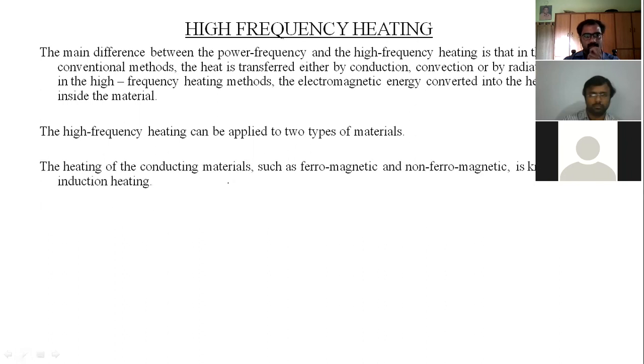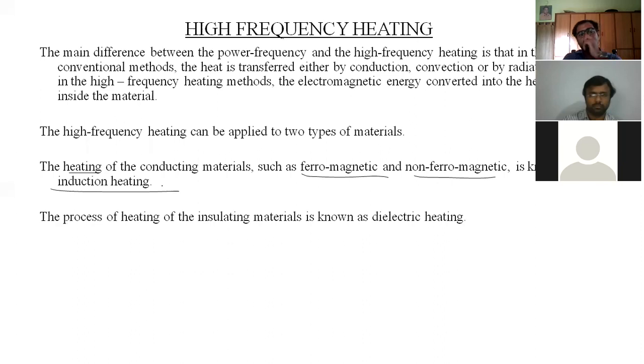Okay, the heating of ferromagnetic and non-ferromagnetic materials, whatever the process we use to heat these conducting materials, is known as induction heating. Whereas the process of heating insulating materials is considered dielectric heating. Check out the slide: the process of heating of insulating materials.